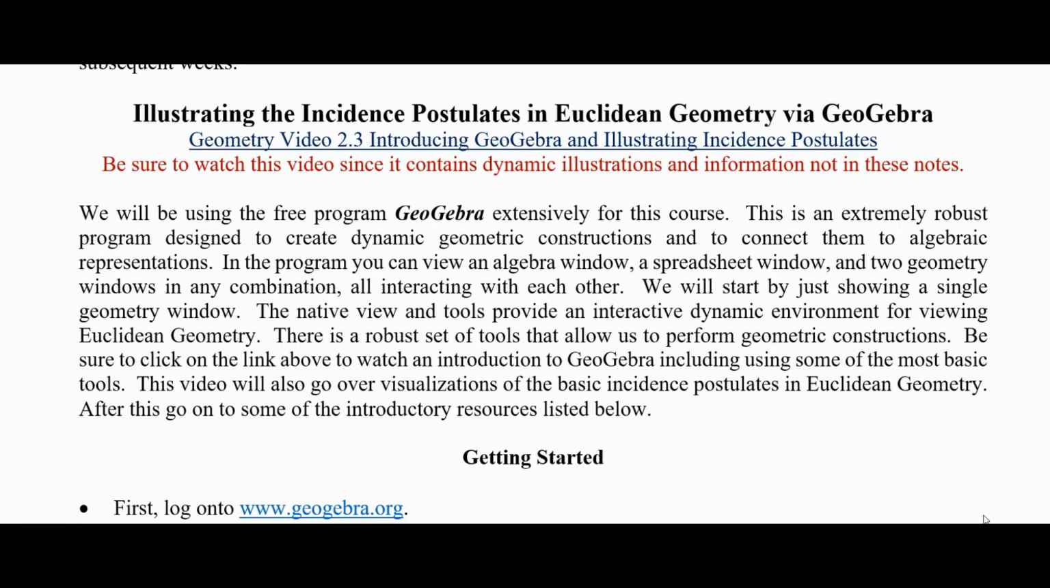And this is an extremely robust program designed to create dynamic geometric constructions and connect them to algebraic representations. In the program, you can turn on an algebra window, a spreadsheet window, and two geometry windows, and actually a CAS window as well, in any combination, all interacting with each other. And we'll start by just showing a single geometry window. Within that, the native view and tools provide an interactive dynamic environment for viewing Euclidean geometry, and there's a robust set of tools that allow us to perform geometric constructions.